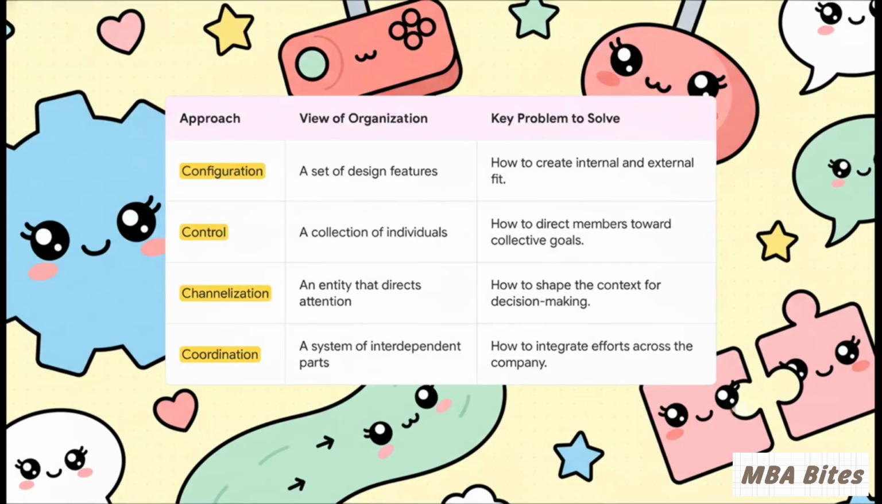Okay, so what's so cool about this slide is how it breaks down the logic behind each lens. Through the configuration lens, the company is basically a puzzle, and you're just trying to make all the pieces fit. The control lens sees it as a team of individuals who all need to be pointed in the same direction. Channelization views the company as a system for focusing people's attention. And finally, the coordination lens sees it as a big network of connected parts that have to work together smoothly.